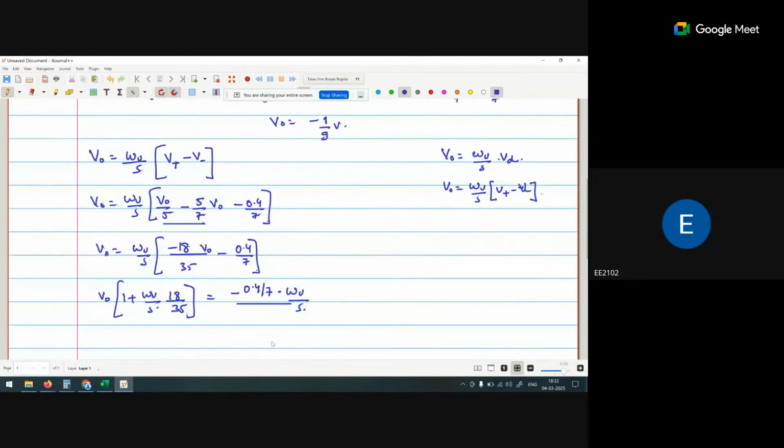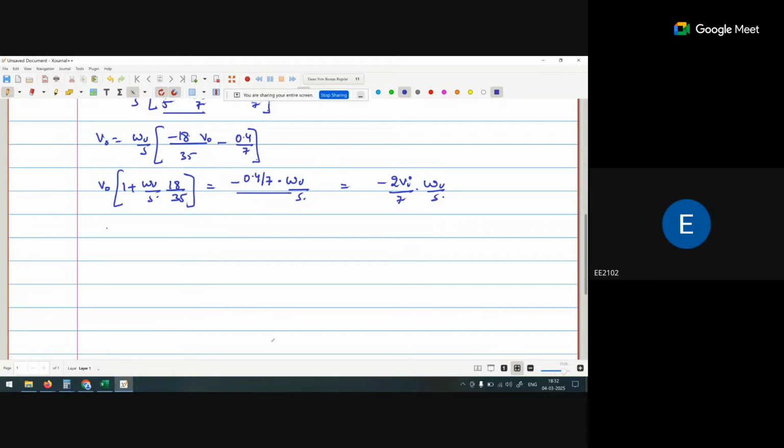Can I write 0.4 as 2 minus 2 by 7 omega u by s? So what is the V naught upon Vi? That is minus 2 by 7 omega u by s upon 1 plus 18 by 35 omega u by s.